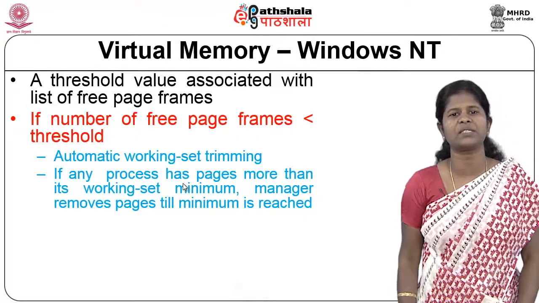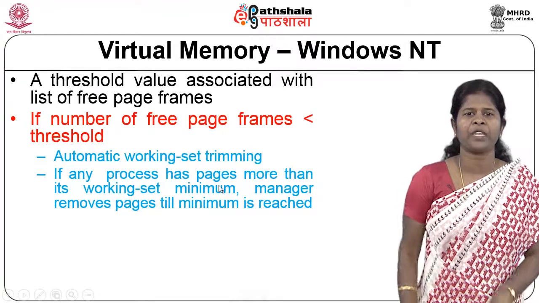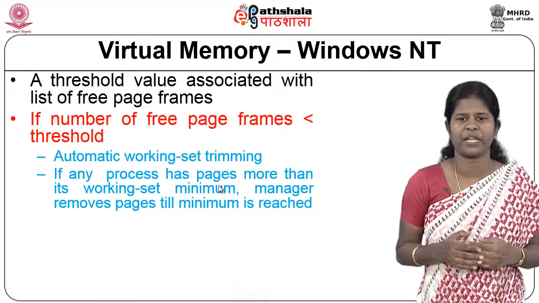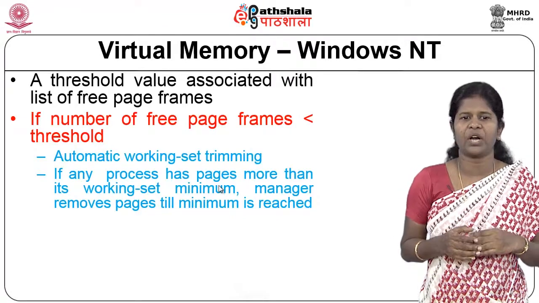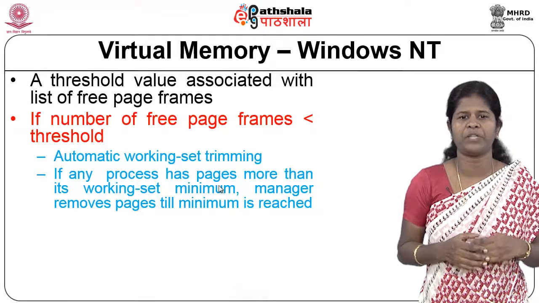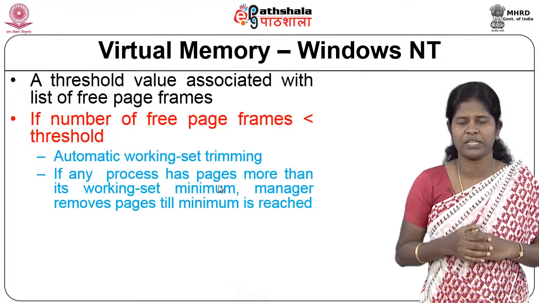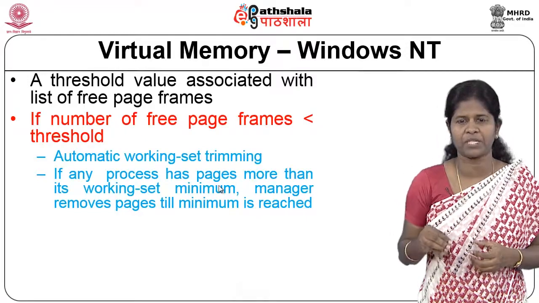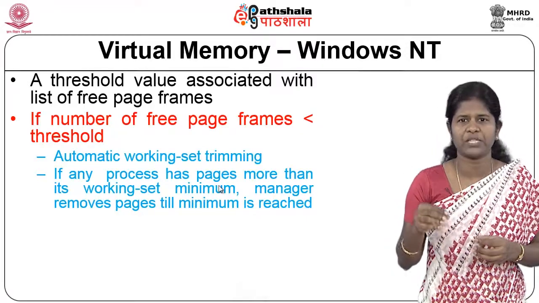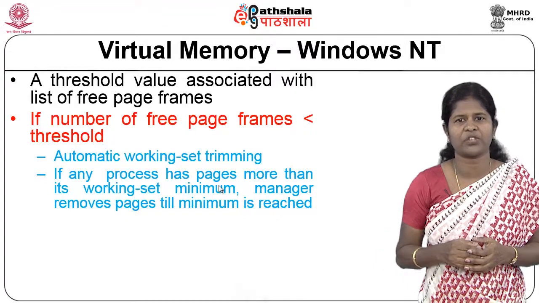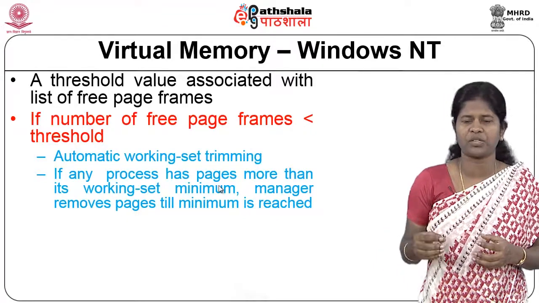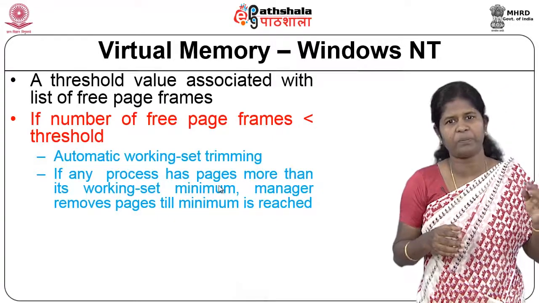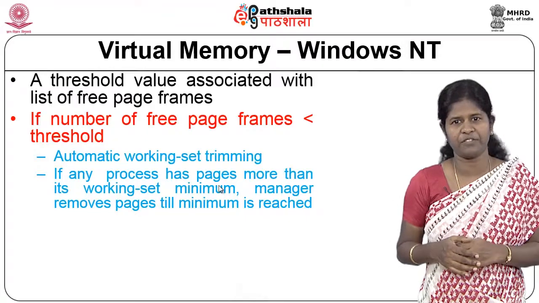So, what is done in this automatic working set trimming? If any process has more pages than its working set minimum, then the manager will remove those pages from that particular process. Why is it doing so? It needs to maintain some minimum number of free page frames, but the free page frames have gone below this threshold value, the minimum it wants to maintain, and hence it looks into the processes that are kept in the physical memory.